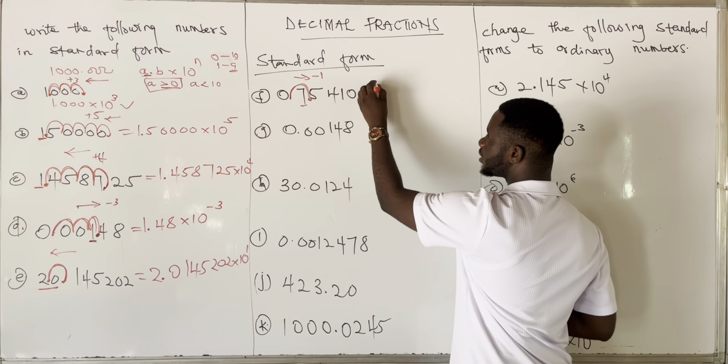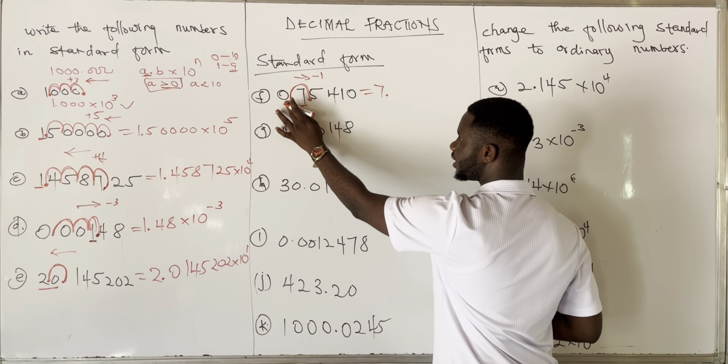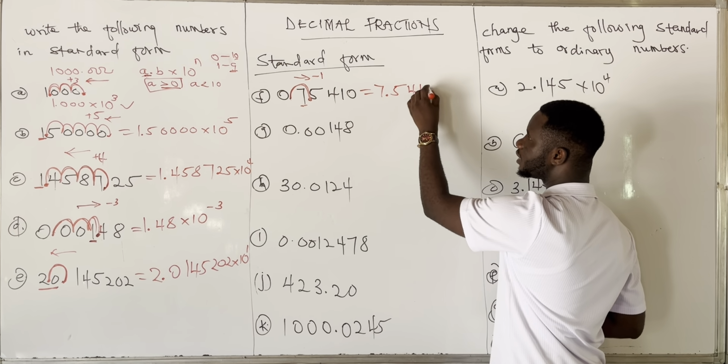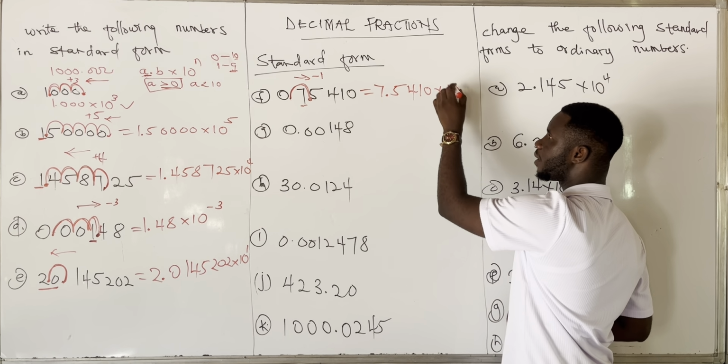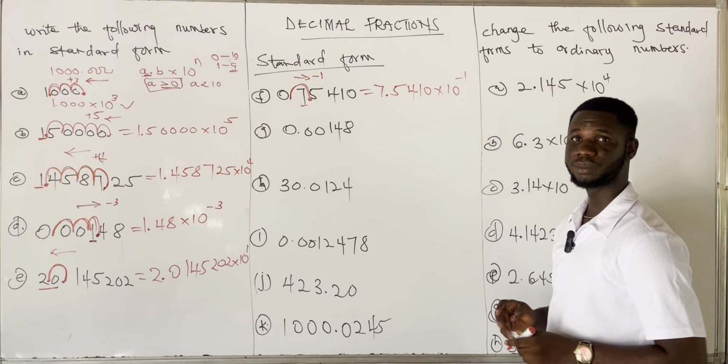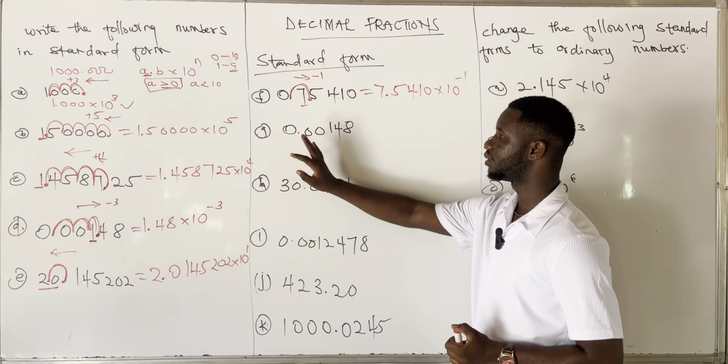So that will be 7 point. You are not going to write the 0, only the 7. So 7.5410 times 10 raised to the power negative 1 as our standard form. Let's look at G.